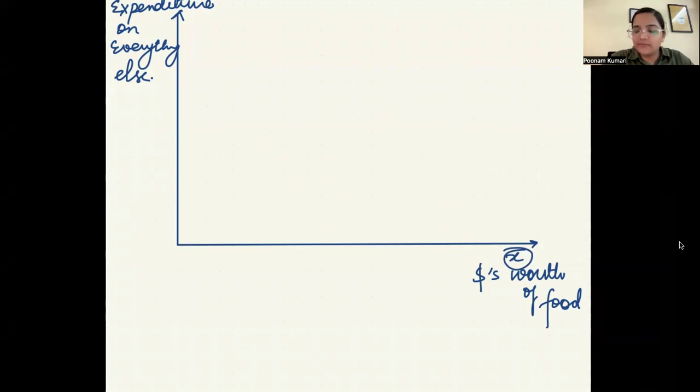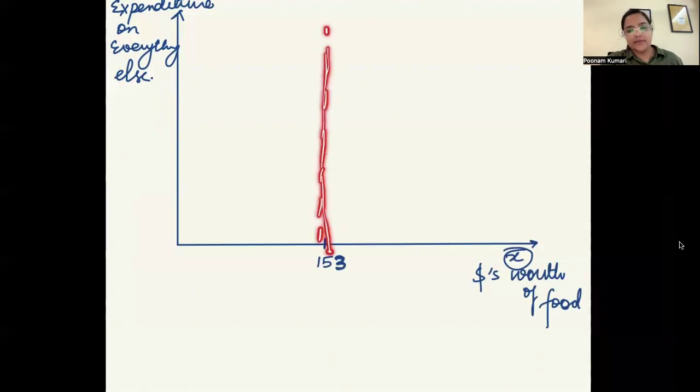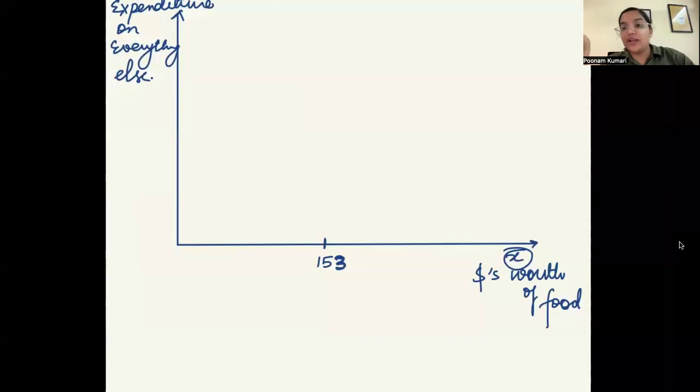Fine. So if I have $153 worth of food getting consumed, I will not be able to apply this scheme beyond that. And if I have to consume $154 worth of food, what will I have to do? I have to spend $1 from my pocket. And what will that lead to? $1 less for expenditure on everything else.